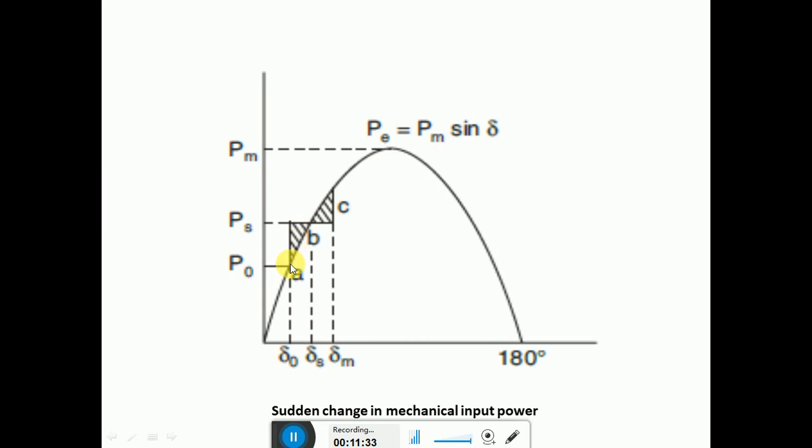Now suppose at point A again all this accelerating and deaccelerating energy has cancelled each other. At this point there is no deacceleration, so the machine will again run at synchronous speed because of the accelerating power, as our mechanical input power is more, and this cycle repeats.